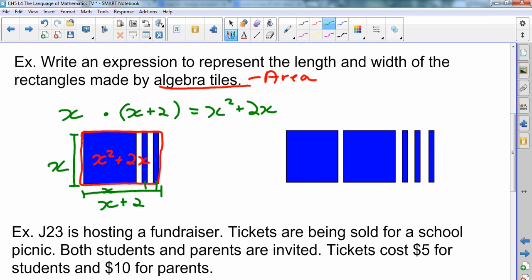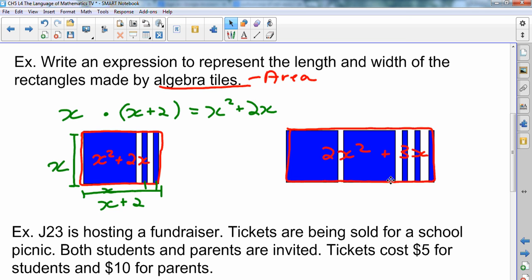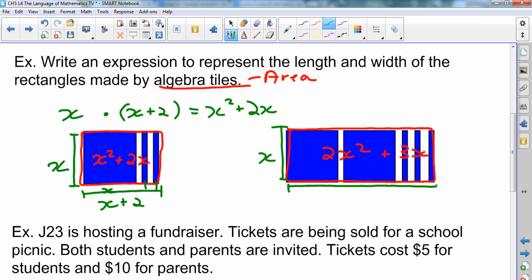Okay, try to do that again on the second one. So again, we're looking at the area of the rectangle being represented by the tiles. So we have 2x squared plus 3x for the area. And then for the length and width, we have a length of x. And we have a width of x, and 1, and 1, and 1.